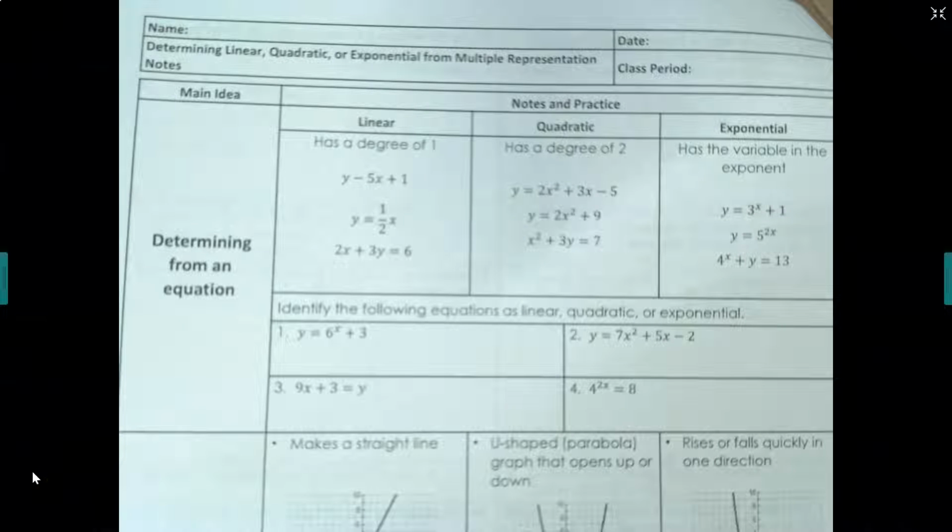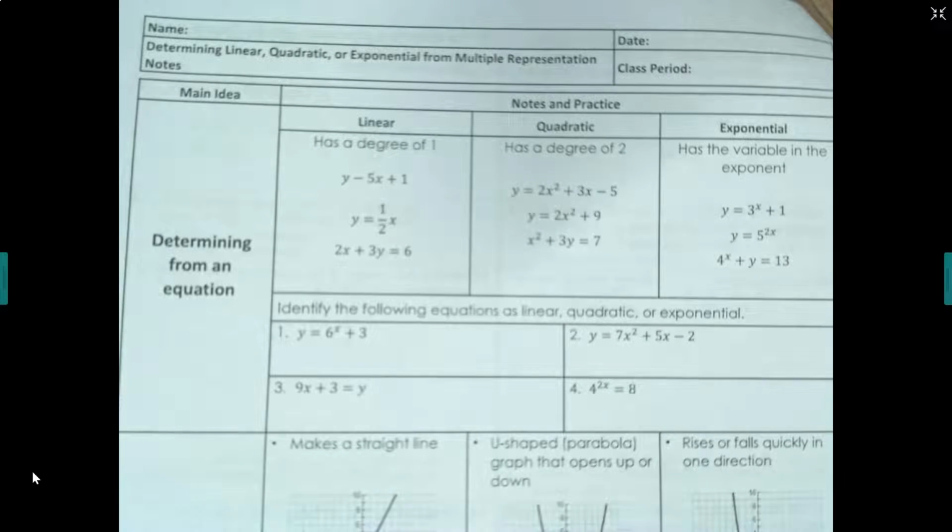Welcome to this video on determining linear, quadratic, or exponential function based on multiple representations. By the end of this video, you should be able to identify whether a function is linear, quadratic, exponential, or neither from the equation, from the graph, and from a table of values. Let's take a look at our notes.